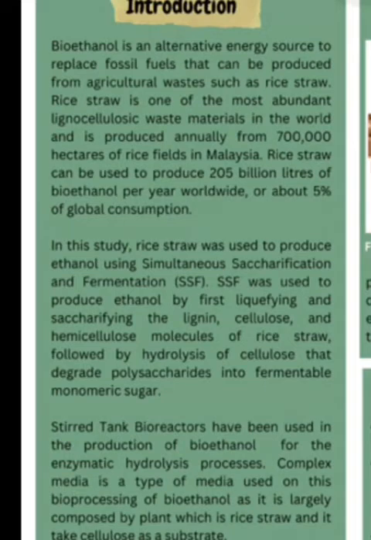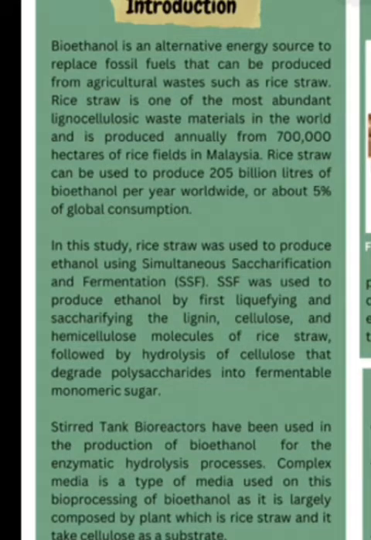In this study, rice straw was used to produce ethanol using simultaneous saccharification and fermentation (SSF). SSF was used to produce ethanol by first liquefying and saccharifying the lignin, cellulose, and hemicellulose molecules of rice straw, followed by hydrolysis of cellulose that degrades polysaccharides into fermentable monomeric sugar. A steel tank bioreactor has been used in this production for the enzymatic hydrolysis process.